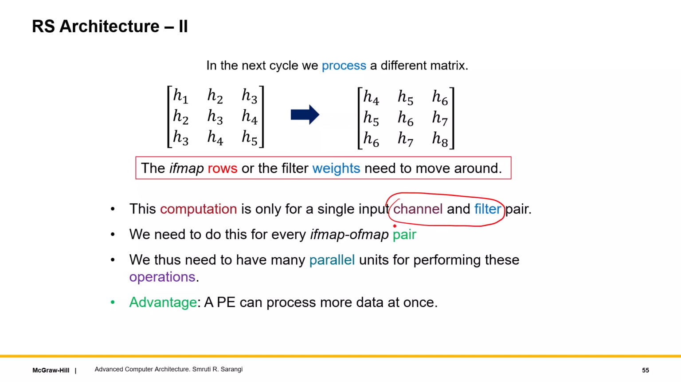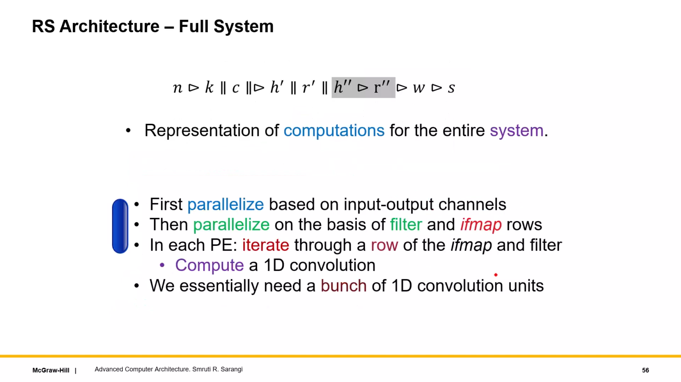Once we have done this for every IF map, OF map pair, which can be achieved with many parallel units, and of course, we'll have a lot of P's, parallel units, and a complicated dispatcher. So once all of this is done, we'll be able to compute all our OF maps. So this was simple.